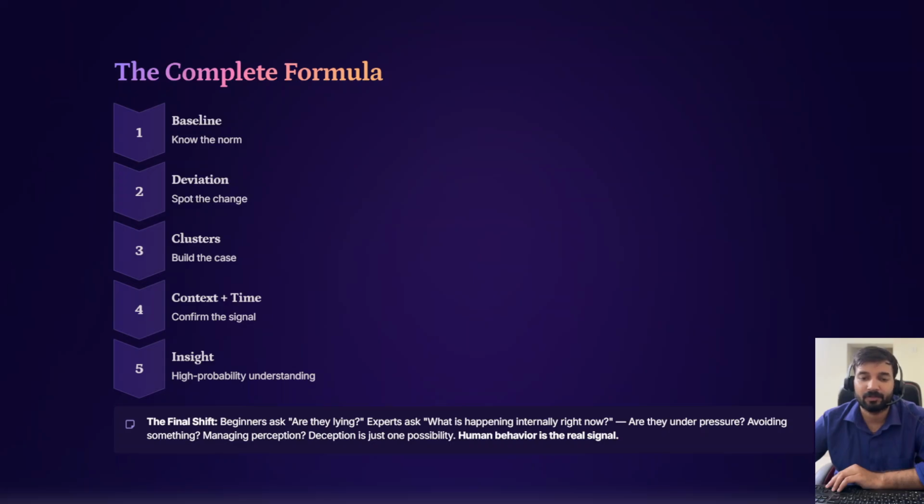The final shift, which changes everything, is this: beginners think, are they lying? Experts think, what is happening internally right now? Are they under pressure? Are they avoiding something? Are they managing perception? Because deception is just one possibility, but human behavior is the real signal.